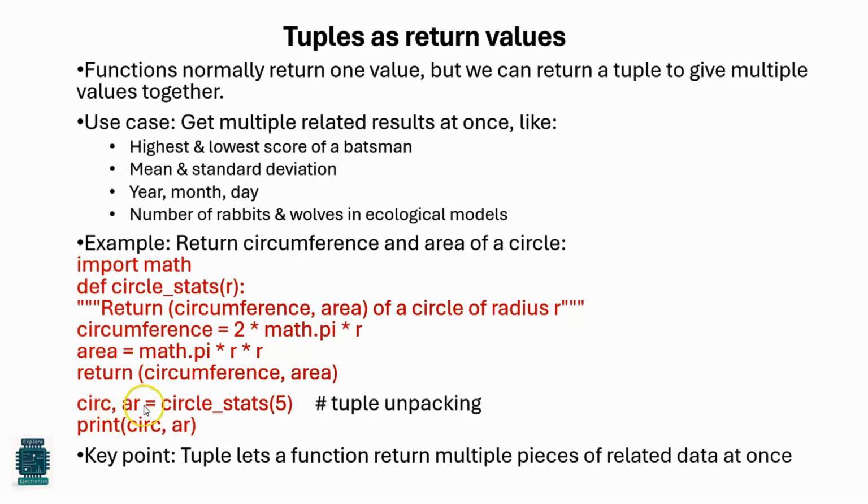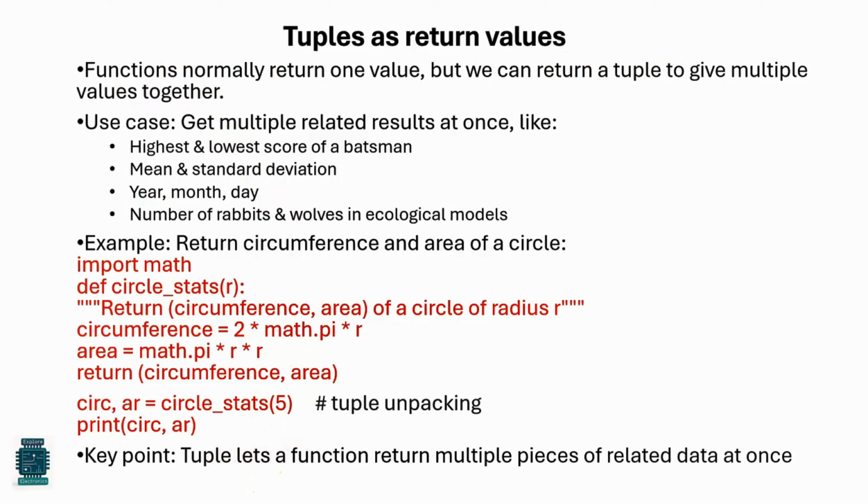Here circumference, area is equal to circle_stats(5). We are using tuple unpacking here. If you understand the previous example very well, it will be very easy for you. Print circumference and area. It will calculate the circumference and area based on the given formula, and it will print circumference and area together. It will return these two values together. That's why we have taken the tuples as return values. It will return multiple values together. Very clear with this example?